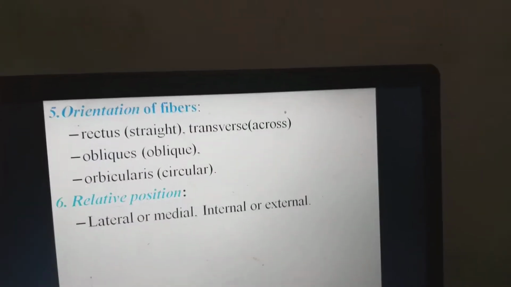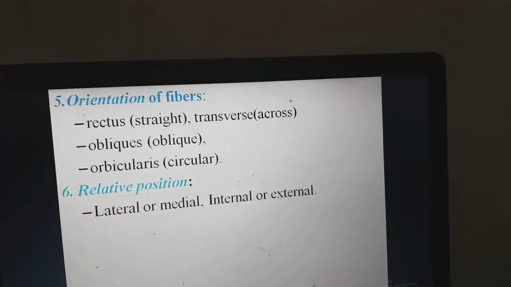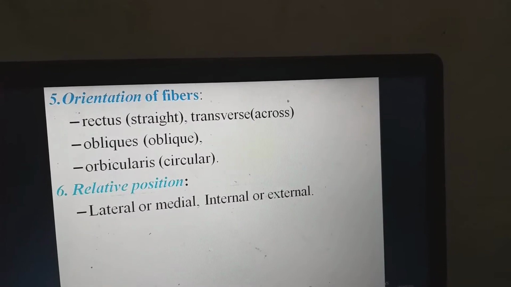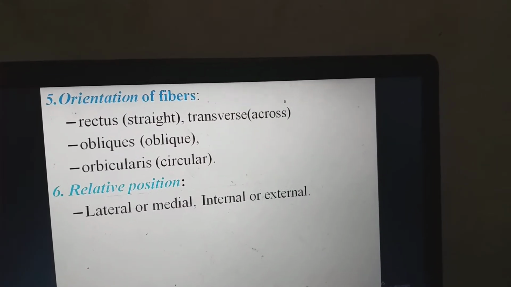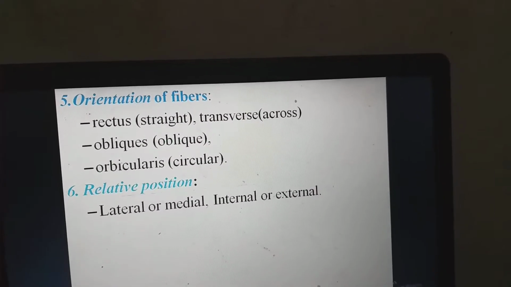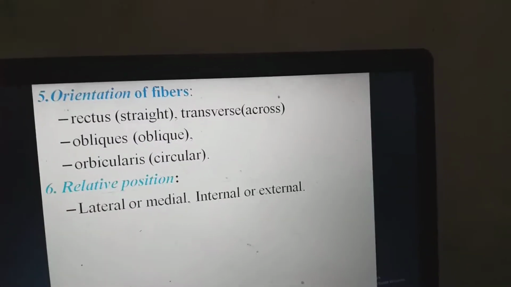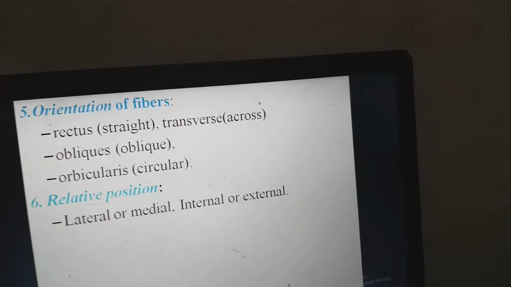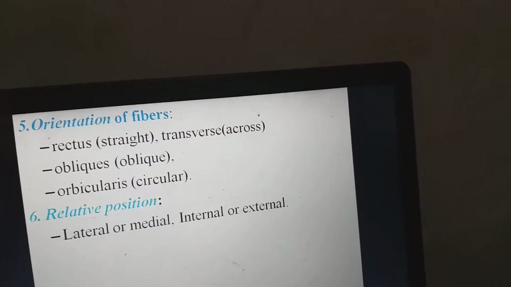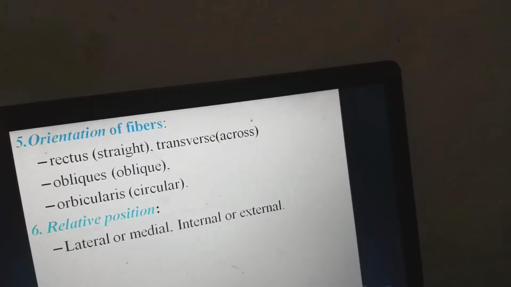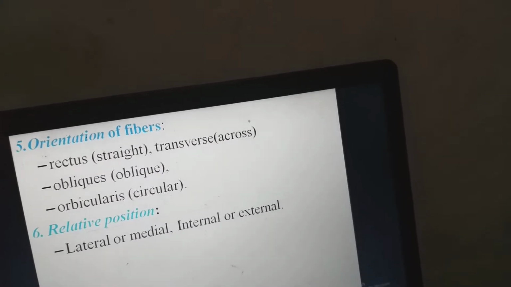Based on orientation or direction of the fibers: some of them are straight, so rectus. Some of them are transverse, so we call it transverse. Some of them are oblique. Some of them are orbicularis, circular. For example, orbicularis oculi, a circular muscle around the eye; oculi means eye. Orbicularis oris; oris means mouth, a circular muscle around the mouth.